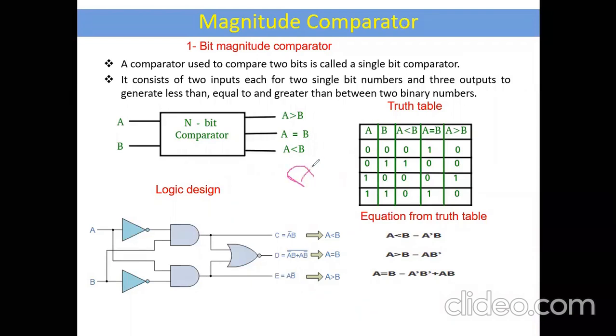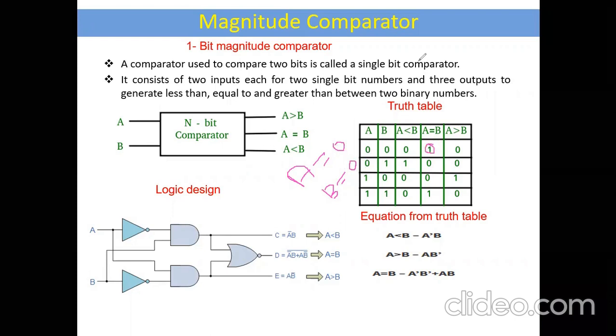So I am comparing two binary numbers, A equal to 0, a 1-bit number, and B equal to 0. So A equal to 0, B equal to 0. If you compare these two numbers, A equals B, because A is 0 and B is also 0.